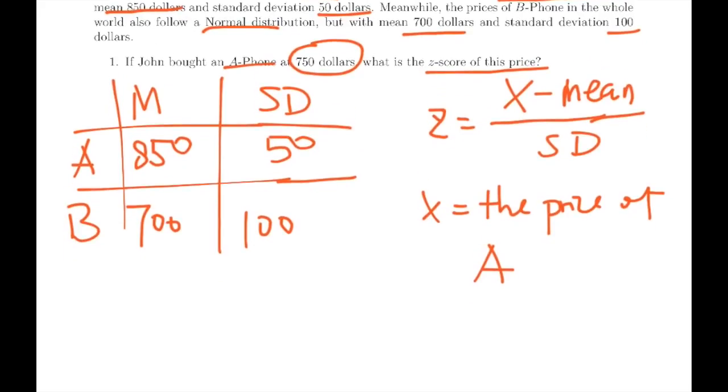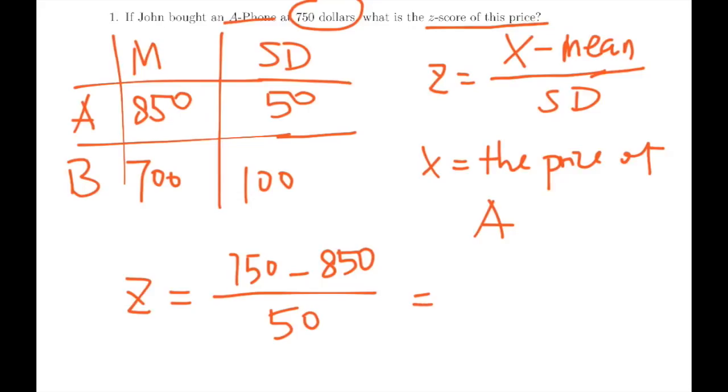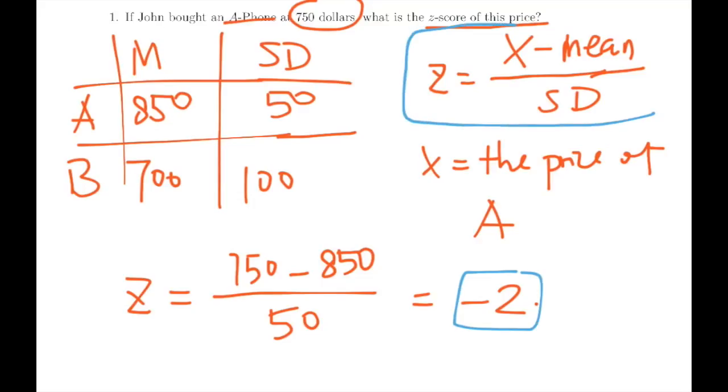Okay, so now because John bought a phone at $750, that means x here is equal to 750. So if we plug in the numbers, z equals 750 minus the mean of the A phone, that is 850, divided by the standard deviation, that is 50. If we do the calculation, it is equal to -2. So you will have to remember the formula for the z-score, which is given here. Okay, this is the first part.